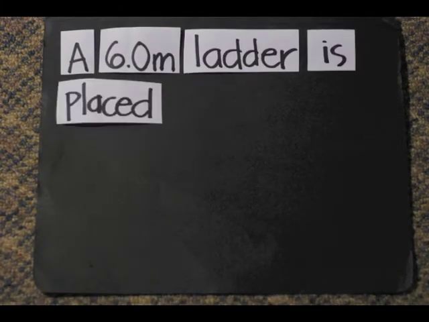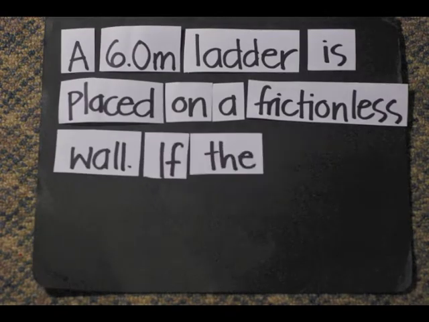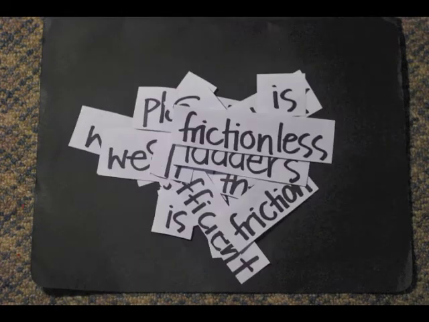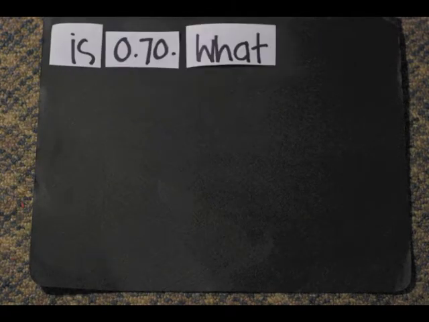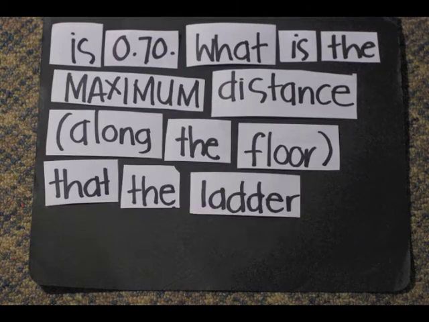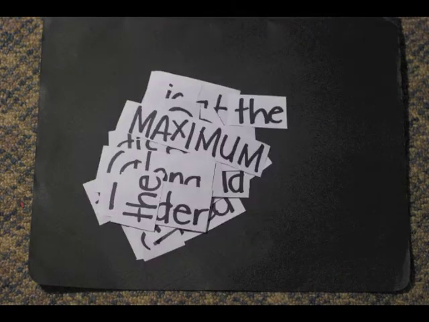A 6-meter ladder is placed against a smooth, frictionless wall. If the ladder's weight is 100 newtons and the coefficient of friction on the floor is 0.7, what is the maximum distance along the floor that the ladder could be placed without it slipping?